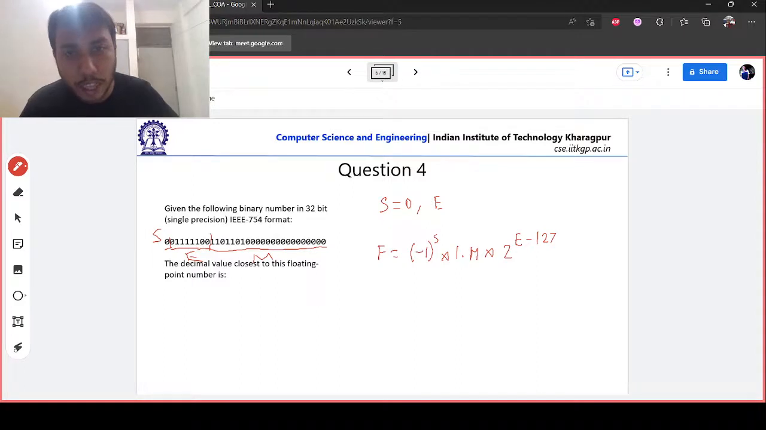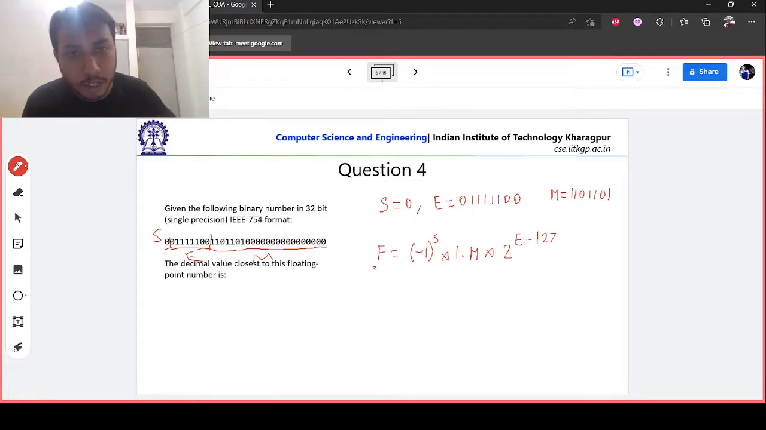So the e value, that is the exponent value, in this case is 0, 1, 1, 1, 1, 0, 0, and the m value is 1, 1, 0, 1, 1, 0, 1. So this is the value that we get from the IEEE 754 representation of the floating point number, and the corresponding fraction is this.